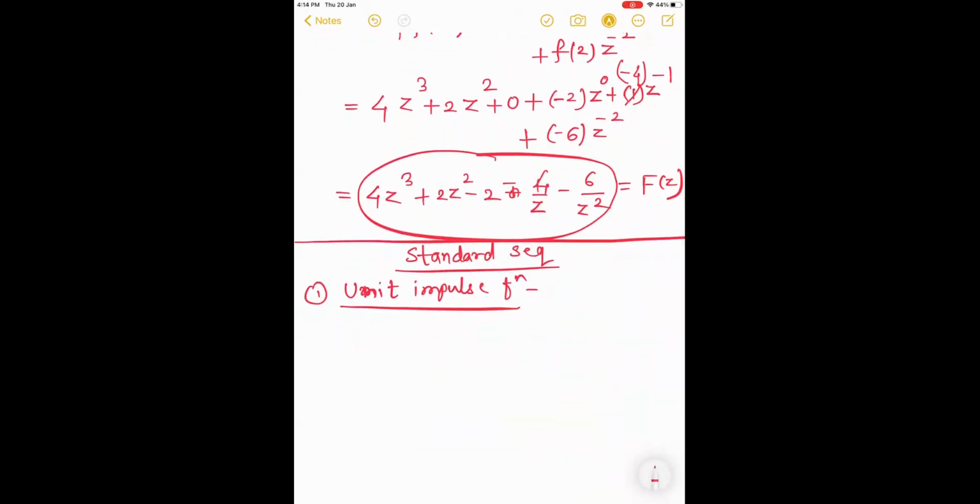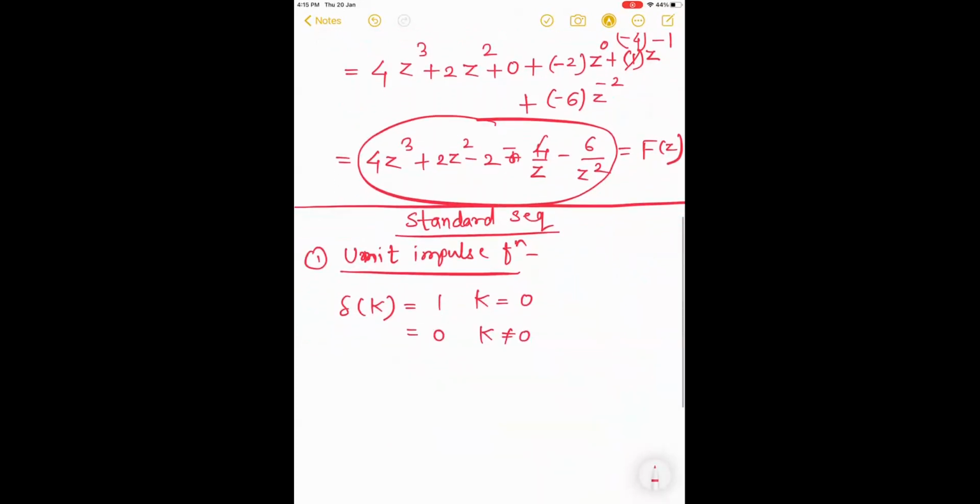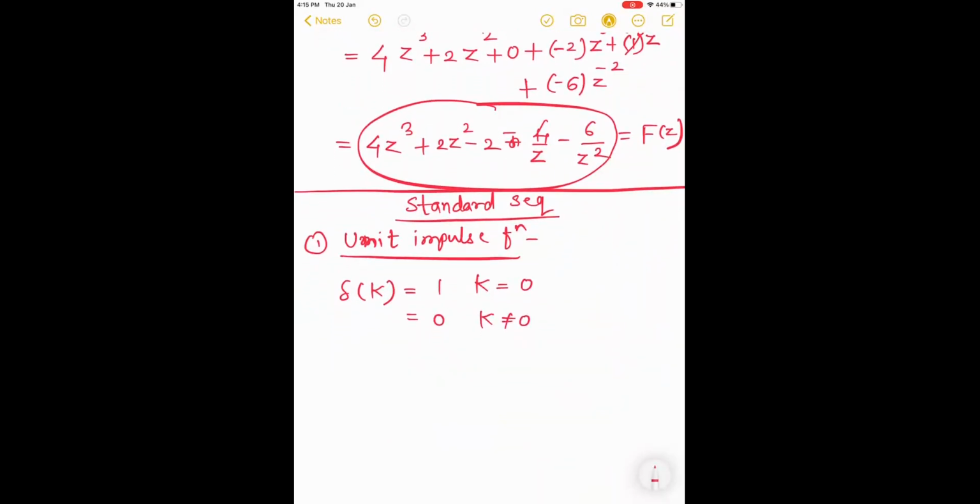Okay, so next consider the standard sequences and their z transforms. Out of which, the first one many of you must be using is the unit impulse function, or sequence. Now how is it defined? It is defined by delta k equal to 1 for k equal to 0, and 0 for k not equal to 0. So an impulse of unit length is formed.